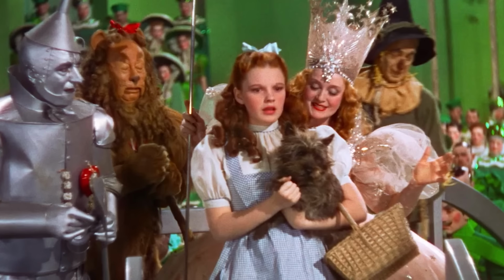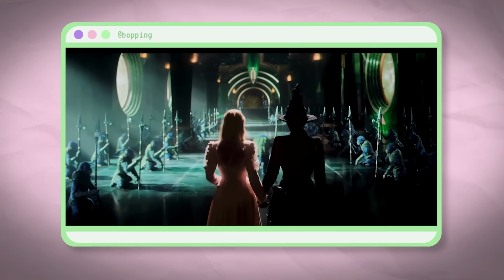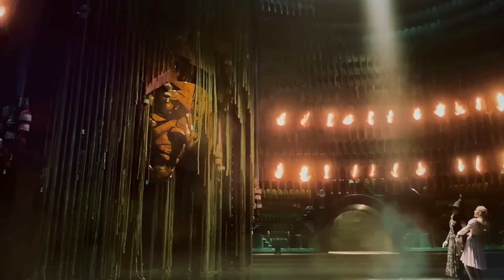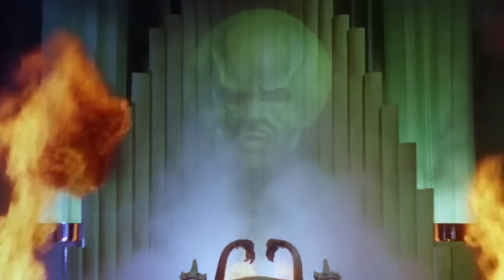However, The Wizard of Oz is considered one of the greatest films of all time. You can familiarize yourself with the setting and story and see the differences between the two films. Also, Wicked contains many Easter eggs that can only be picked up by someone who has seen and remembered the iconic moments of The Wizard of Oz.